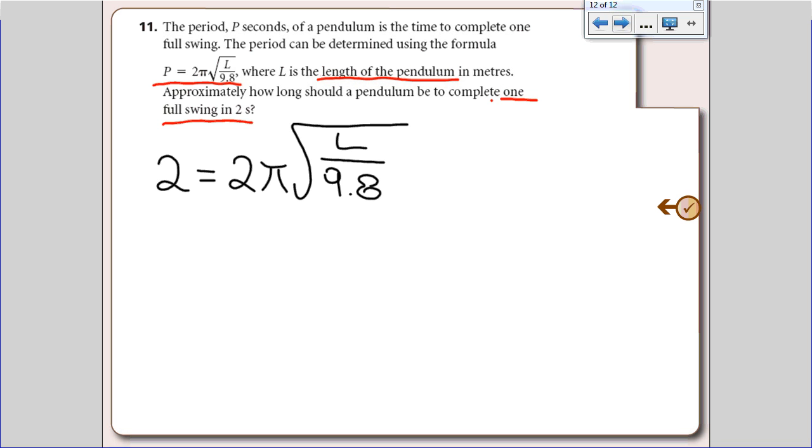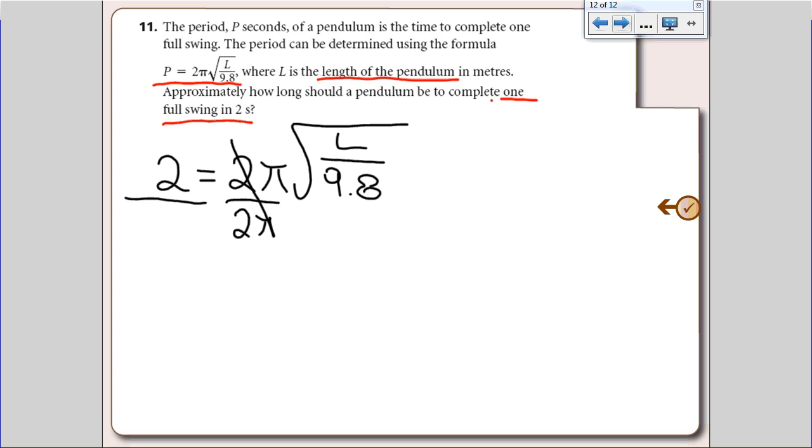Would you want to do the square, or would you want to work with the pi first? Good question. If you look at this, what do we need to do first to solve it? We want to get L by itself. We're looking for the length. So you divide by 2 pi. Pi is a number. Divide by 2 pi. That'll cancel out. 2 over 2 pi, the 2's will cancel out. So you have 1 over pi is equal to the square root of L over 9.8.